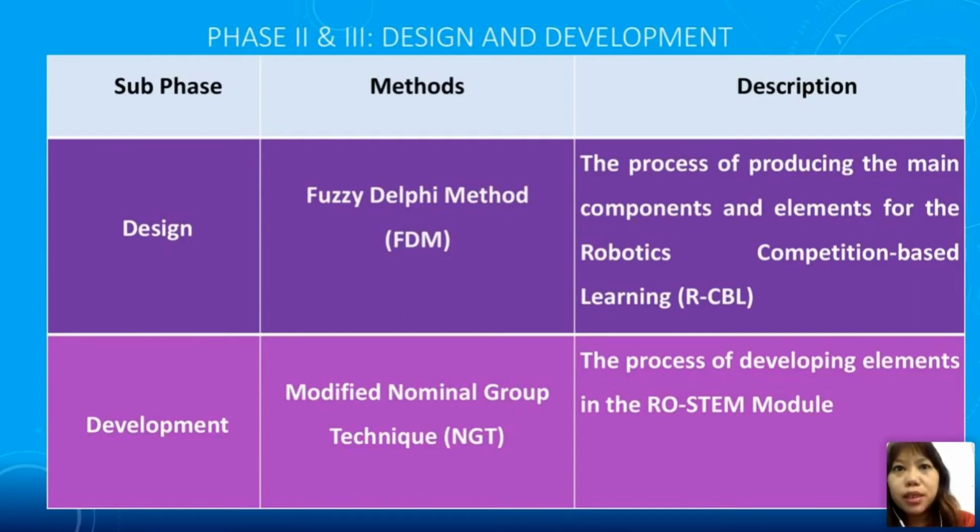Next is the development phase. The modified learner group technique is used during this phase. It is the process of developing the elements in the ROSTEM module, the Robotic STEM module. This module is used as the source for the students to carry out the robotic activities, and at last they will carry out the robotic competition.